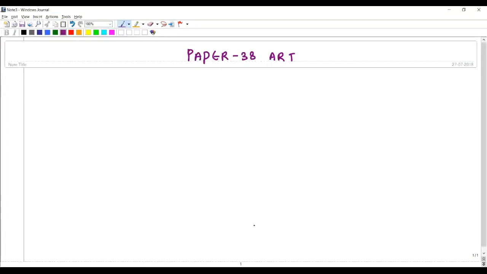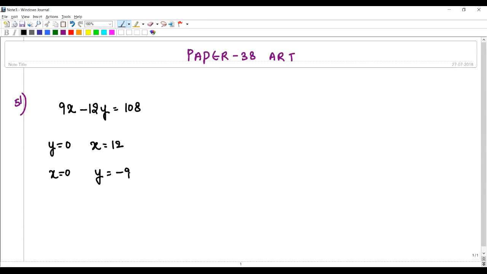So, question number 51 we'll start with. If you look at the 51st question, it says the length of the intercept of the graph of the equation. The equation is given as 9x minus 12y is equal to 108. If you put y is equal to 0, you get x is equal to 12. If you put x is equal to 0, you get y is equal to minus 9.